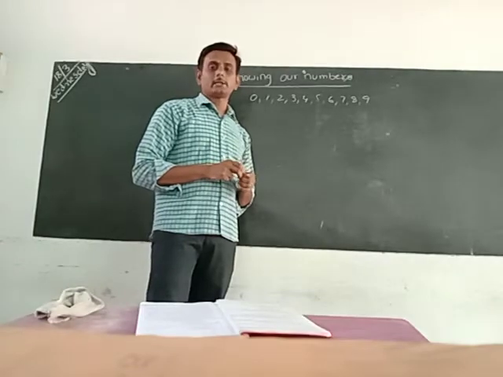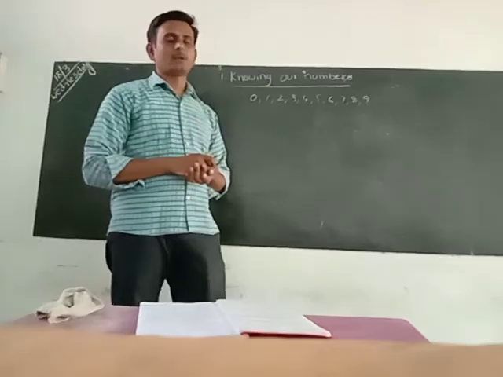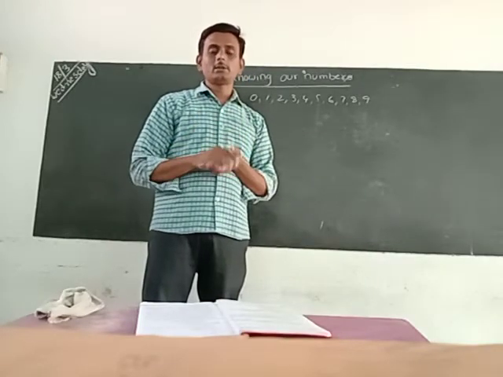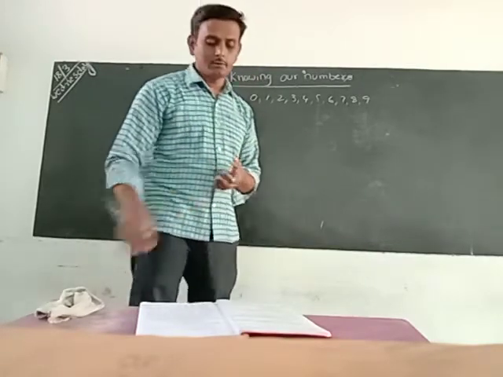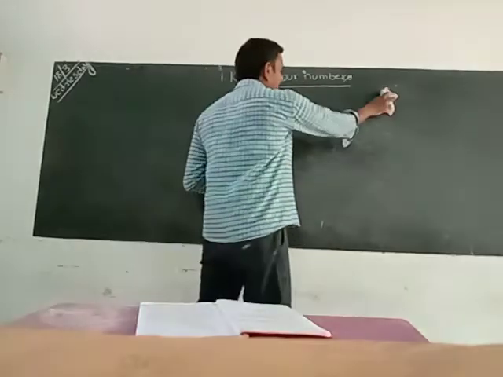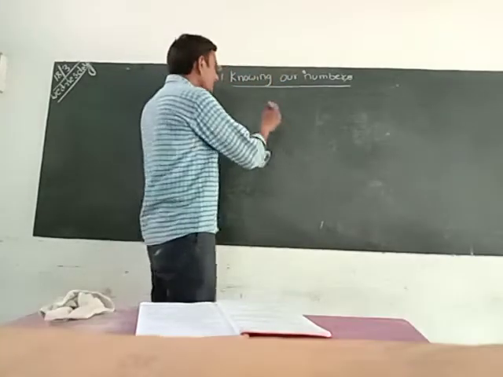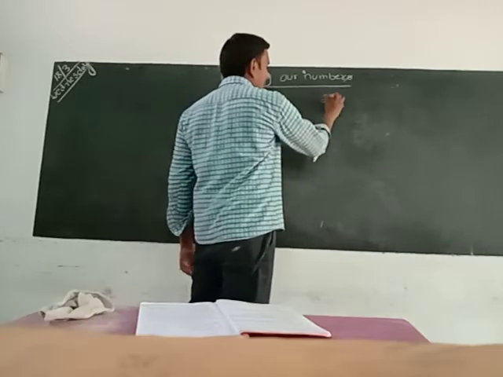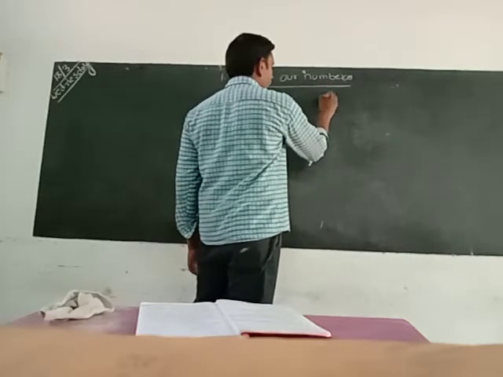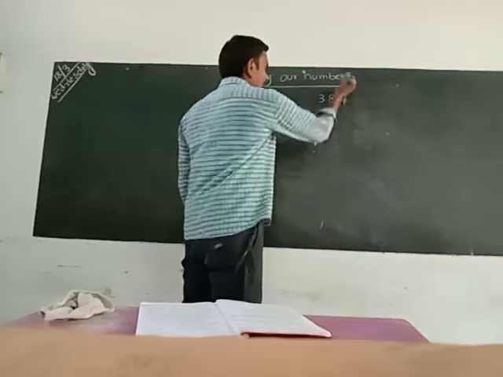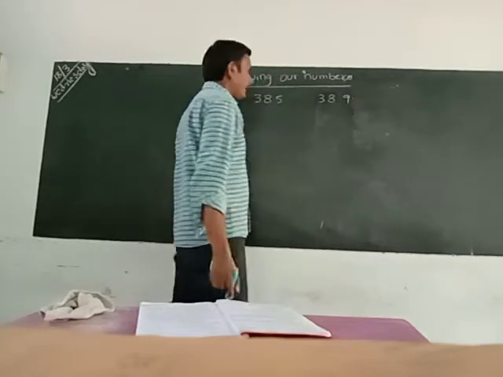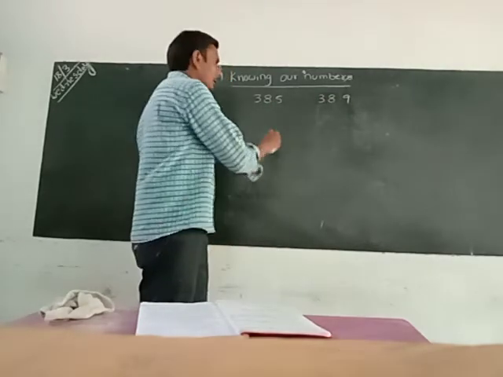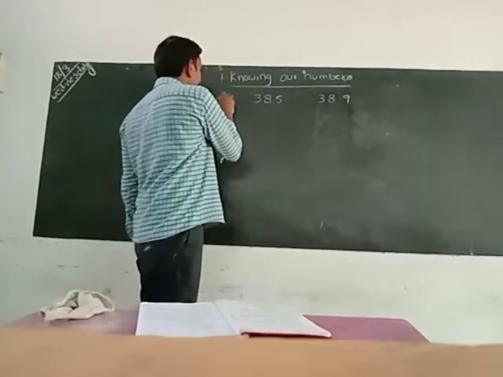Already in the previous class, we have learned about the comparison of numbers. Whenever numbers are given to you, how can we compare them? We will discuss that here. For example, I take one example here: 385 and 389. I take two numbers here, 385 and 389. I want to compare these. We have to do the comparison.